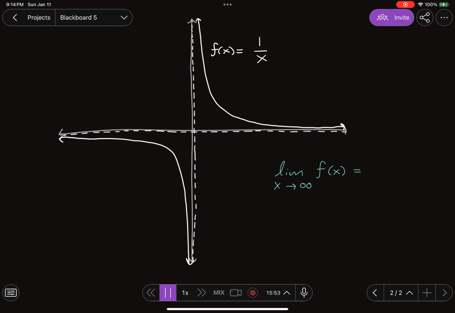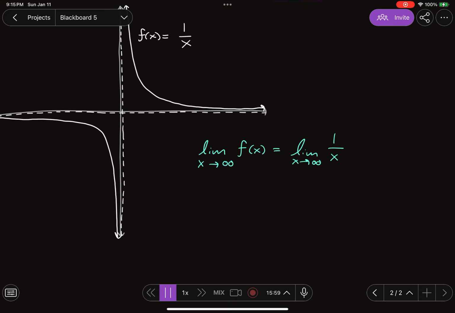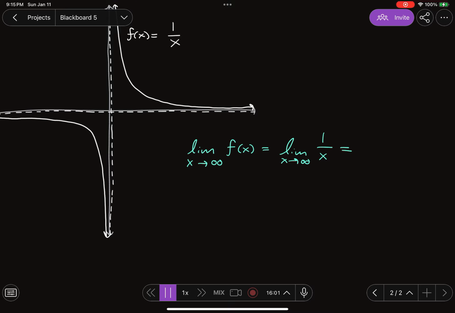which is, of course, the same thing as the limit as x approaches infinity of 1 over x, is equal to, well, I don't know. As our x values run towards infinity, what's going to happen with the height of this function? Well, I think it's going to collapse to 0.